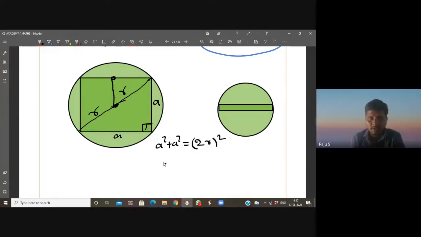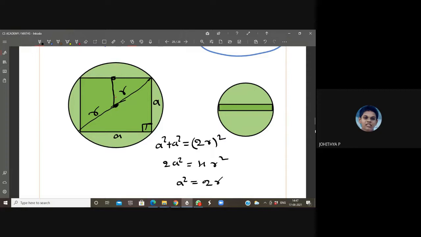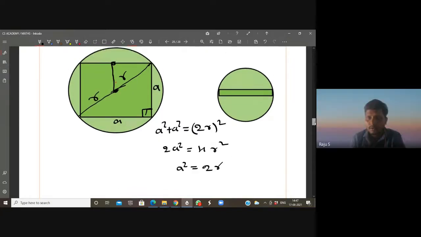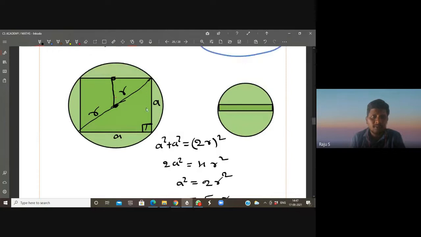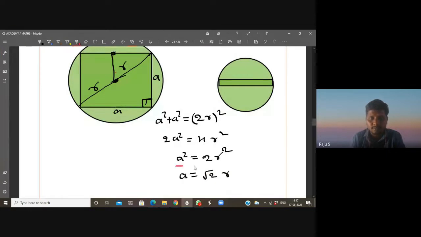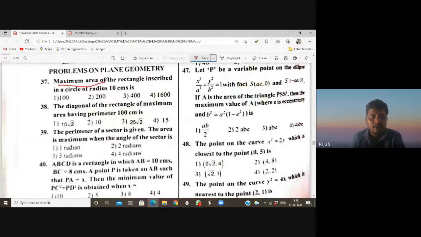Good. Right, 2a square is equal to 4r square. a square is equal to 2r square. What is a? Root 2 r. Nothing but, a is the side of the square. What is the area of the square? The area of the square is a square only, no? What is a square in terms of radius? 2r square.